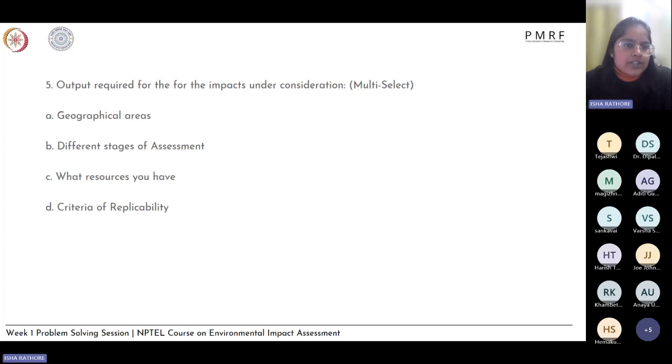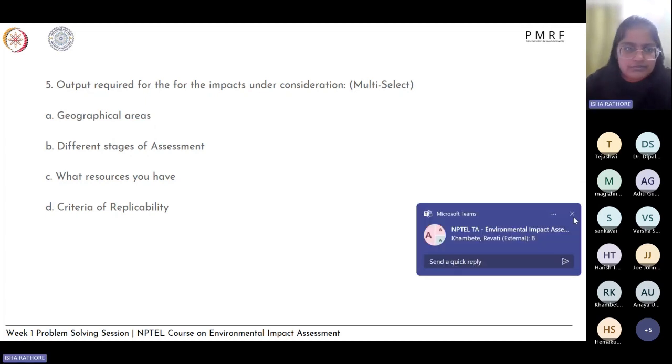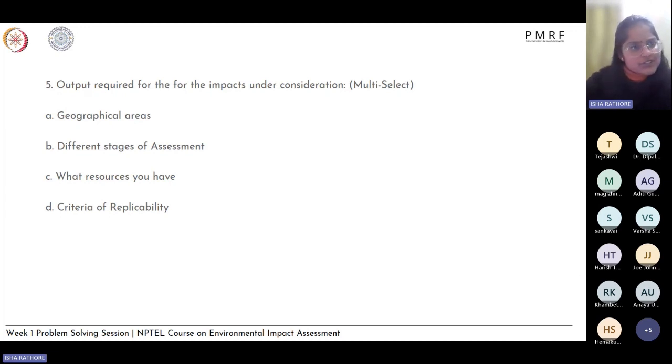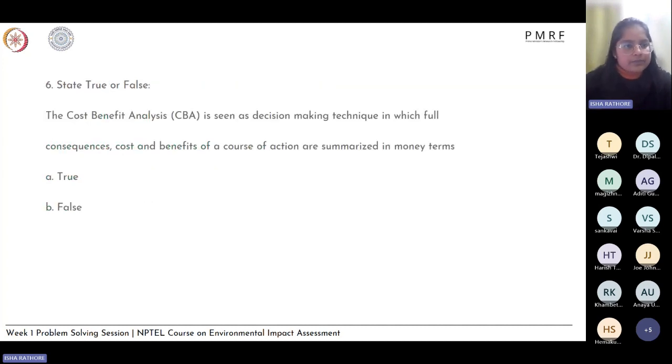So moving on to the next question. Output required for the impacts under consideration. I don't know what this is. Geographical areas, different state. Output required. Okay, I think I have to go through this question. I don't understand this question. Maybe I copied it wrong or something. So I will check this question and let you know what this question means in the next week's content or in the discussion forum.